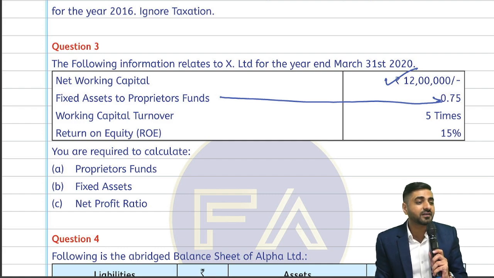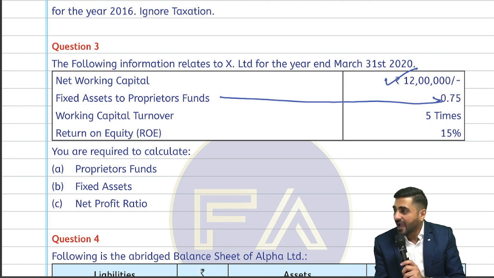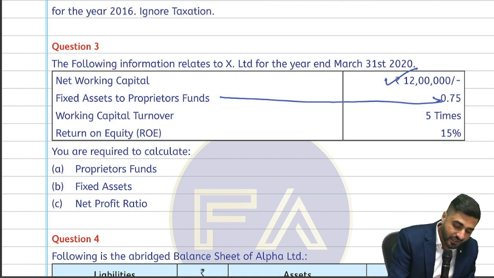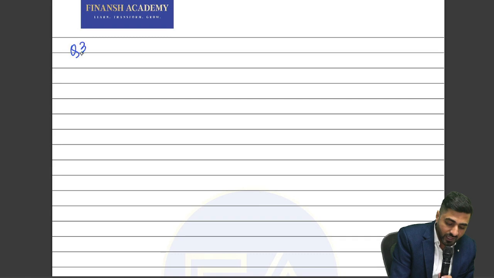Okay, working capital turnover ratio. I've already explained the working capital turnover ratio. It is very easy to remember: sales upon working capital. Very good. It is supposed to be average, but if the opening is not given to you, can you just write down the closing? Yes or no? Yes, sir. Okay, everyone quickly go to your notebooks and write down. This is my solution to question number 3, your first question.